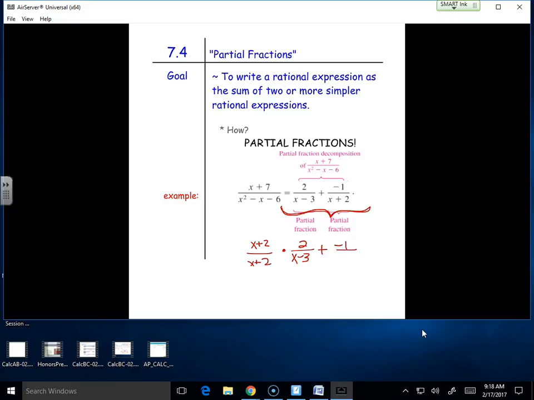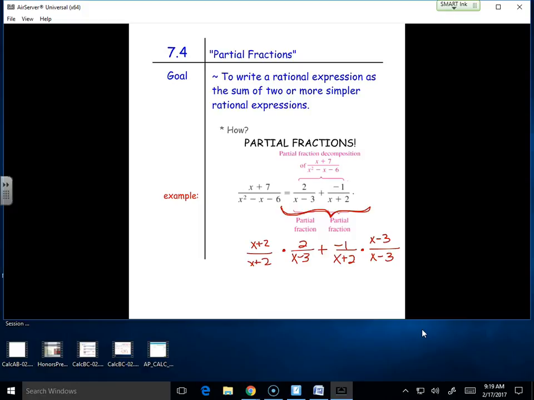We have our negative 1 over x plus 2. What would we multiply this guy by? We multiply negative 1 over x plus 2 by the other denominator, top and bottom, multiplying by 1 creatively. Totally legal.